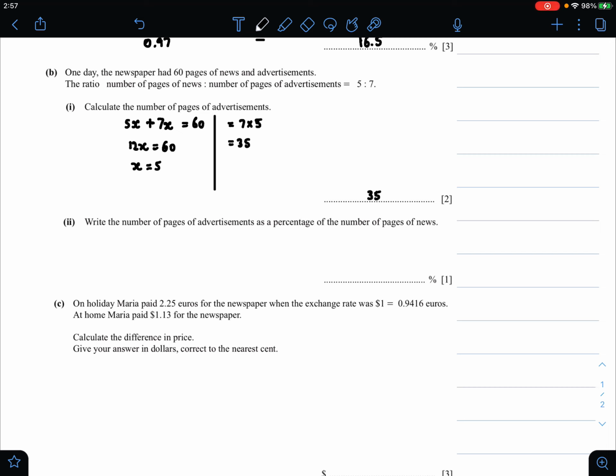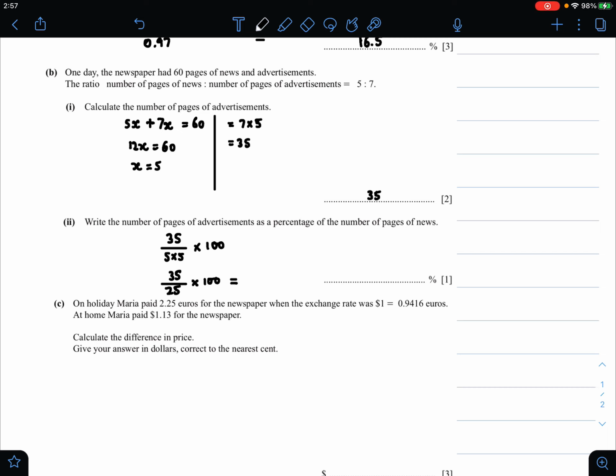Now let's move to B part 2, where they are asking you to write the number of pages of advertisement as a percentage of the number of pages of news. So the number of pages of advertisement is 35, as a percentage of the number of pages of news. So divided by the number of pages of news, and then you multiply it by 100. The number of pages of news will be 5 multiplied by 5. So you can write this as 35 divided by 25, because 5 times 5 is 25, multiplied by 100.